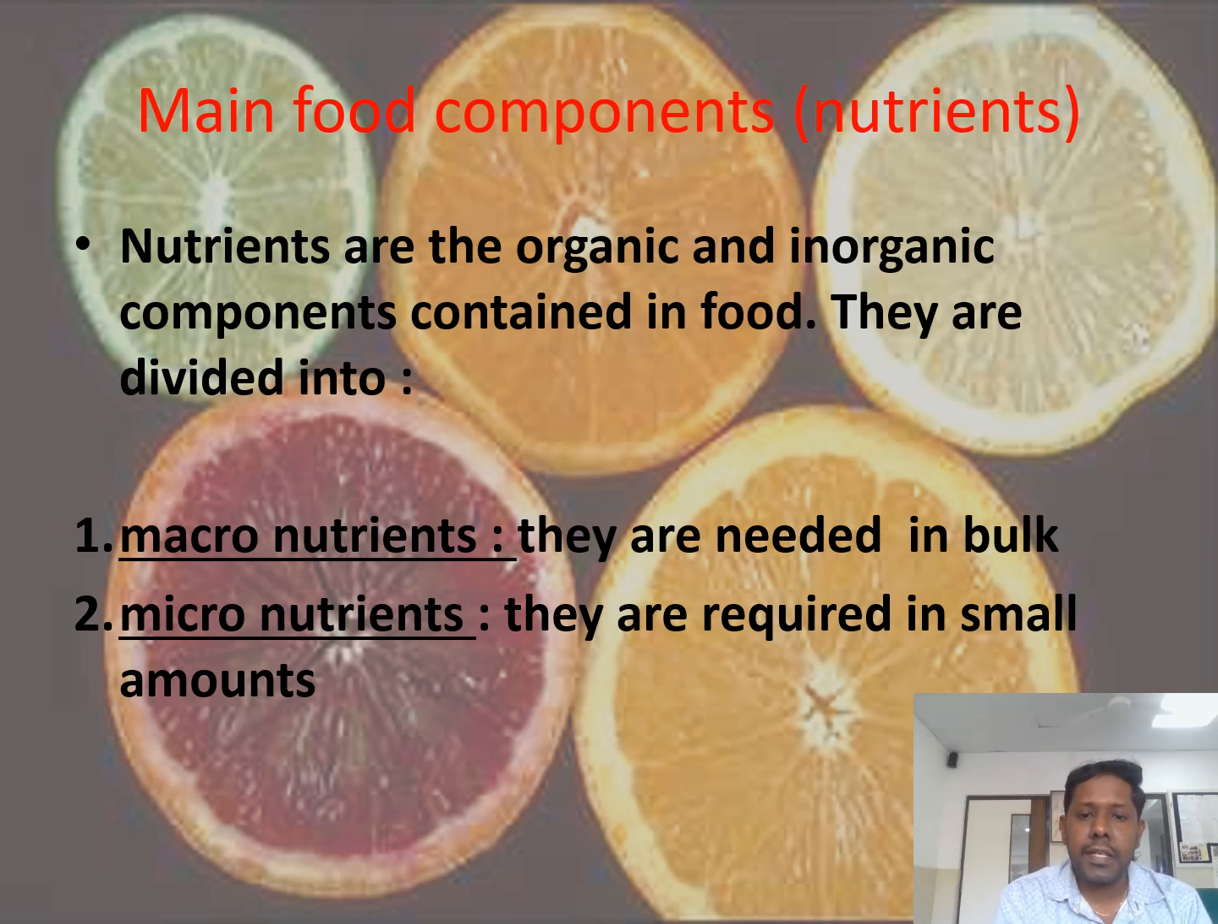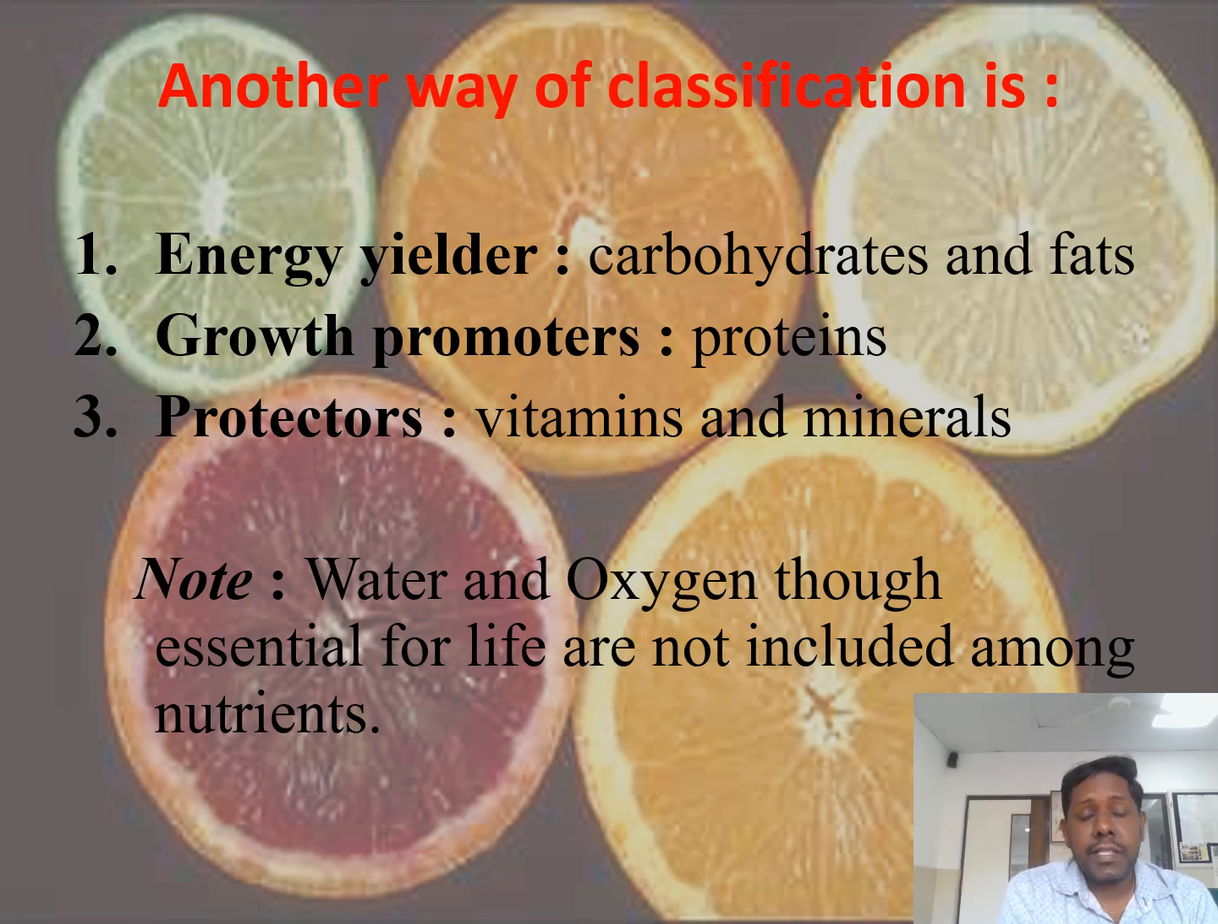What are macronutrients? As the name goes, they are needed in bulk quantities, whereas micronutrients are required in small amounts. Carbohydrates, fats and proteins constitute the macronutrients, whereas vitamins and minerals, which are required in small amounts, constitute the micronutrients. Another system of classification is energy yielders, growth promoters and protectors. Energy yielders are the carbohydrates and fats, whereas proteins go to the growth promoters. As you know, many of those who go to the gym and bodybuilders go for protein intake. Finally, the protectors are vitamins and minerals.